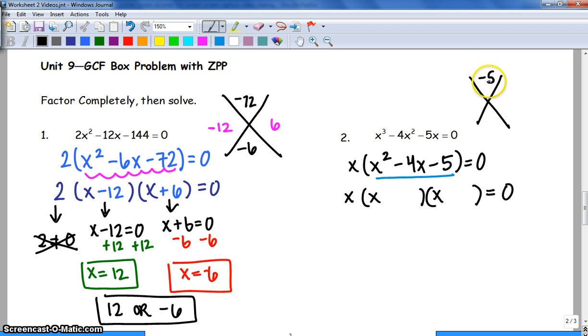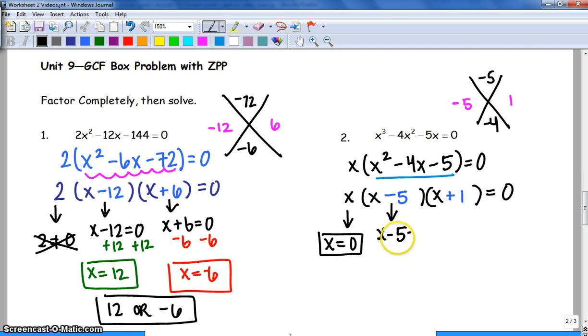Let's multiply to negative 5 and add to negative 4. That's going to be a 5 and a 1. But it needs to be a negative 5 because we're adding to a negative 4. So minus 5 plus 1, and now we solve. Just like before, all of these three things multiplied together give you a 0. That means one of them has to be a 0. So this could be equal to 0. That is a possibility, so there's your answer.